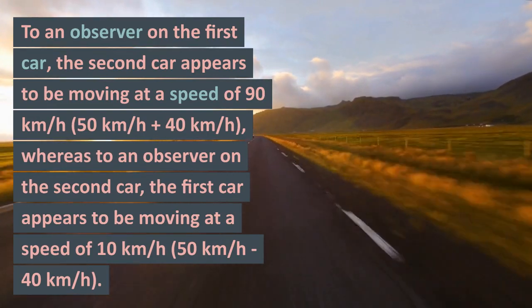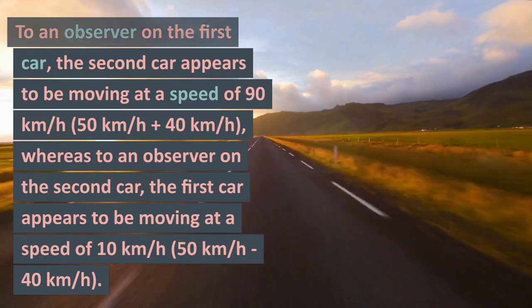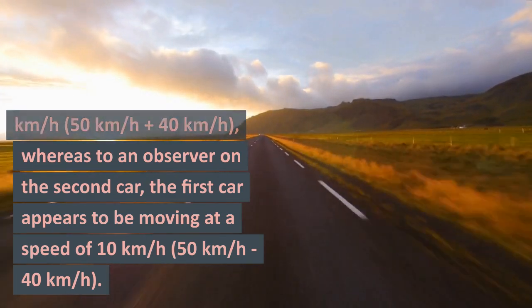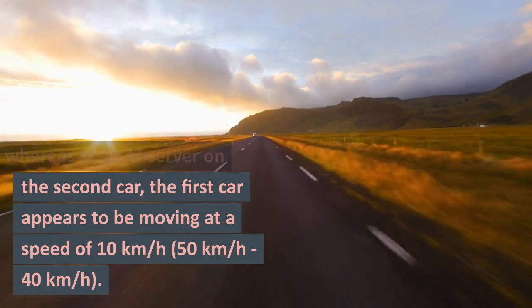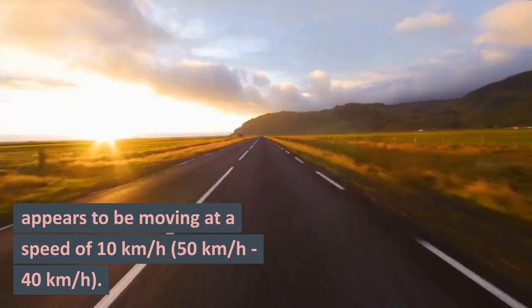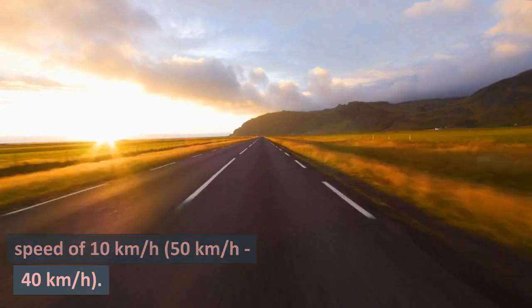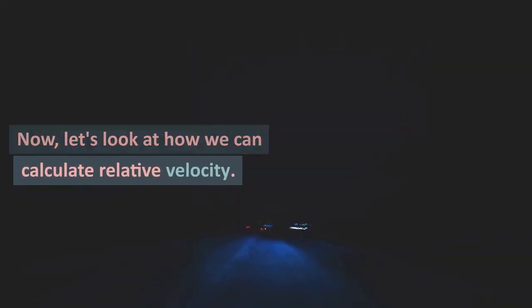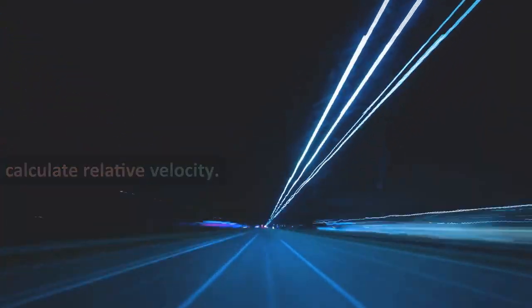per hour, 50 km per hour plus 40 km per hour, whereas to an observer on the second car, the first car appears to be moving at a speed of 90 km per hour as well, 50 km per hour plus 40 km per hour. Now, let's look at how we can calculate relative velocity.